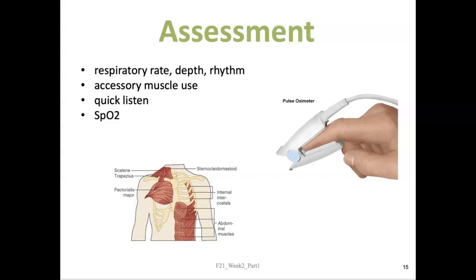I'll give you an example. You may have someone with a respiratory rate of 12, which is completely normal, but their depth may be shallow and they may be having rhythm issues, so periods of apnea. And so their saturation is going to be quite low. And if you only looked at the rate, you would classify this individual as normal. And so rate, rhythm, and depth, all three.